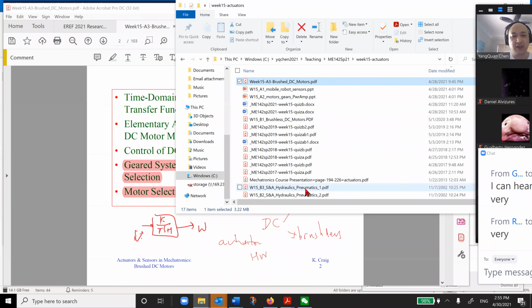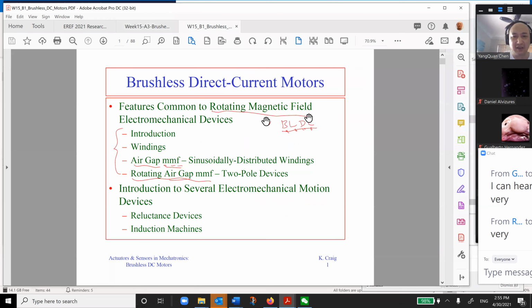actually, I have hydraulics and pneumatics. We don't have time, so let's focus on the brushless DC motors. It's called BLDC. Okay. Although it's very small, now it's getting cheaper and cheaper.